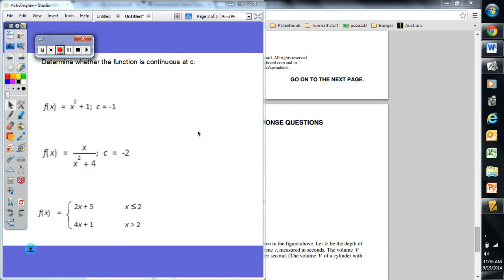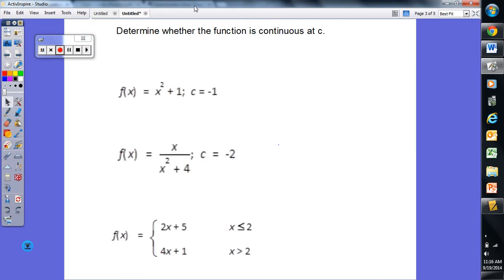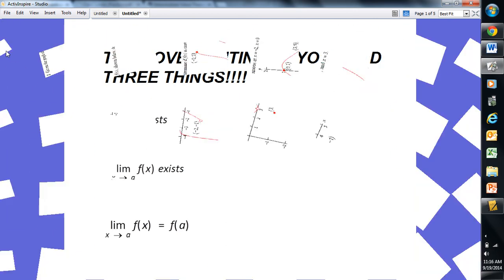Okay, so this lesson is on continuity, and I am going to start talking about it right now. Maybe I should have started at the beginning when I did this, but whatever.